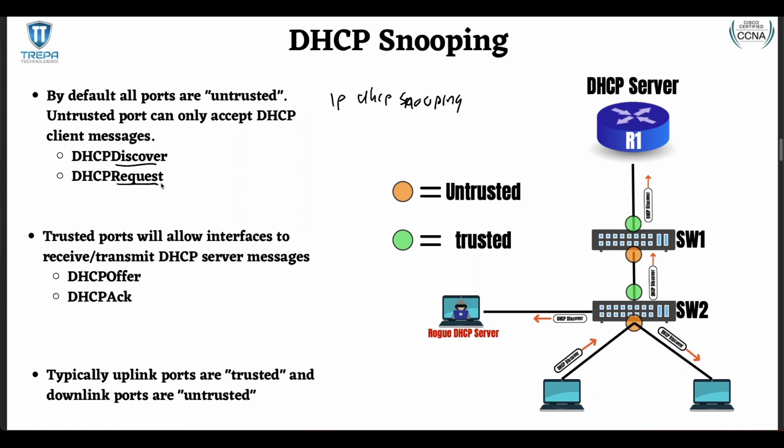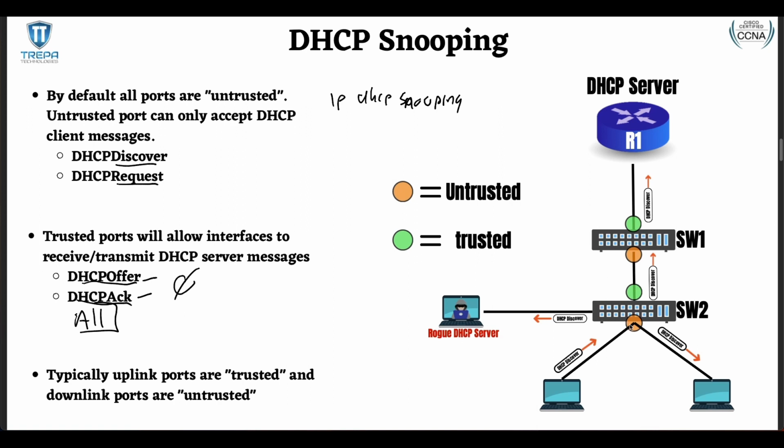Now, trusted ports actually accept all DHCP messages. I just put in there that they will allow DHCP offer and DHCP ACK, but they actually allow everything. Trusted ports allow all DHCP messages. Now, if an untrusted port gets an offer or acknowledge DHCP message, it's going to drop that. So in our next message, we'll show you what that looks like.